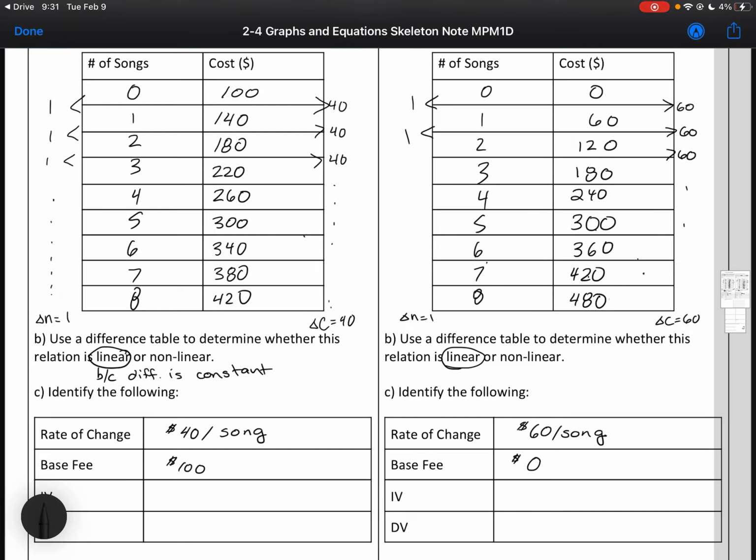The independent variable and dependent variable are the same in both cases. My independent variable is going to be the number of songs, and my dependent variable is going to be the cost, because the cost of the concert depends on the number of songs that are played.